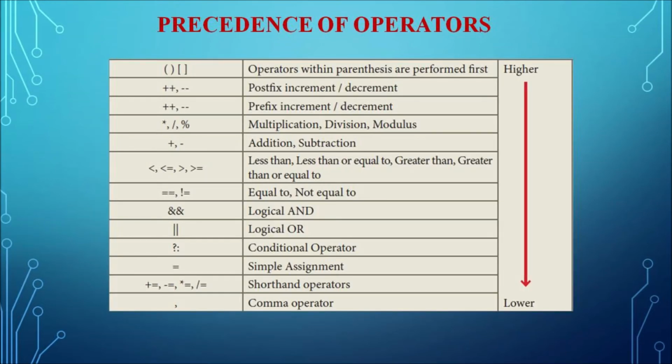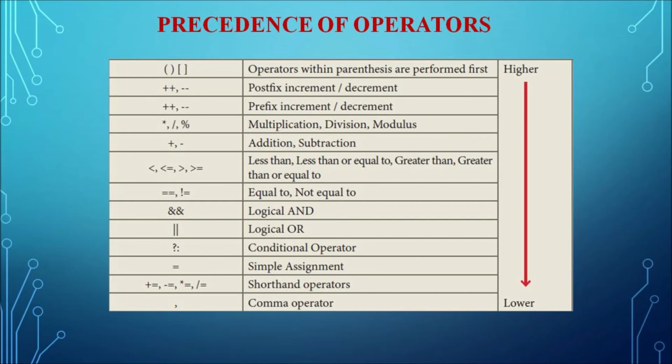Next is the precedence of operators. In C++ or in any programming language, the operators are executed based on some priority level, based on the order of precedence. In mathematics, we use the BODMAS rule: brackets, of, division, multiplication, addition, and subtraction. Similarly, here we have an order of precedence.